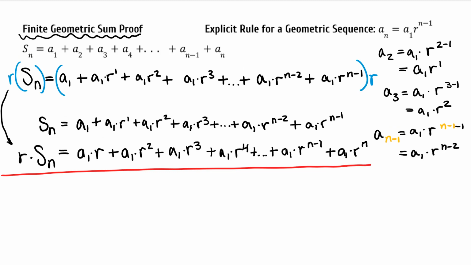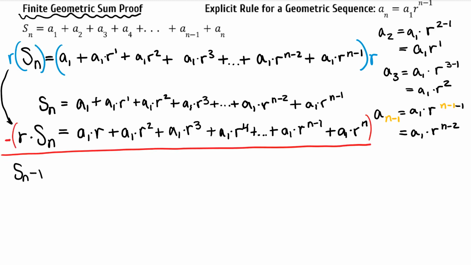All right, let's subtract. On the left side, I would have s sub n minus r s sub n. If you notice, many of these terms are equal, so when you subtract, you'll get 0. For example, a sub 1 times r to the 1 minus a sub 1 times r to the 1 is 0. A sub 1 times r to the 2 minus a sub 1 times r to the 2, also 0.